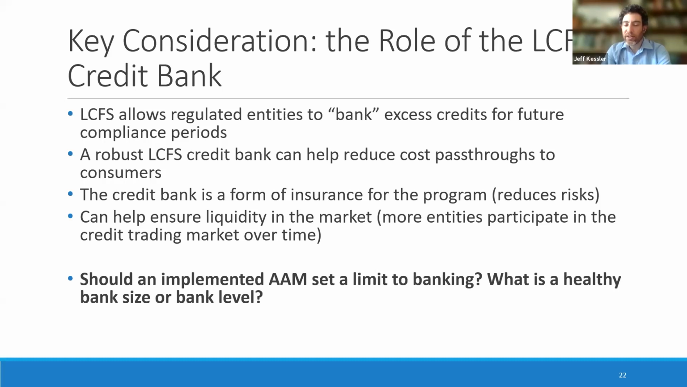When thinking about auto acceleration mechanisms, it is important to understand what sort of impact an auto acceleration mechanism might have on credit banking and how that change may translate to credit market risks. Should an implemented auto acceleration mechanism set a limit to the amount of credits that can be banked? What is a healthy bank size or bank level, and how might that change over time?